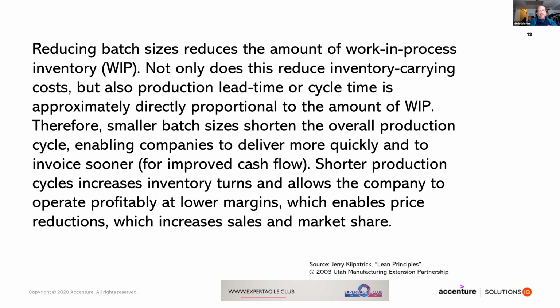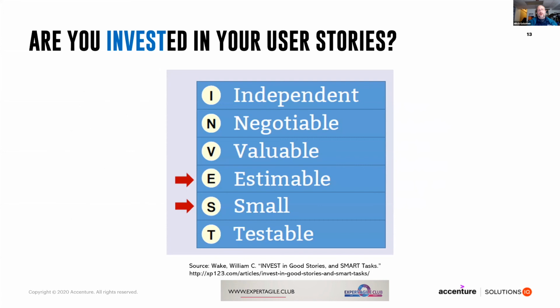Smaller batch sizes shorten the overall production cycle, enabling companies to deliver more quickly and to invoice sooner for improved cash flow. Shorter production cycles increase inventory turns and allow the company to operate profitably at lower margins, which enables price reductions, which increases sales and market share. So now we have our rationale for why we want our work to be small.